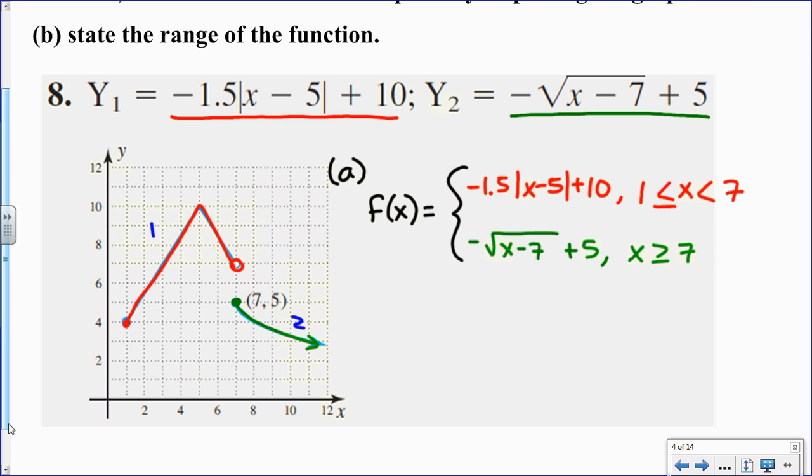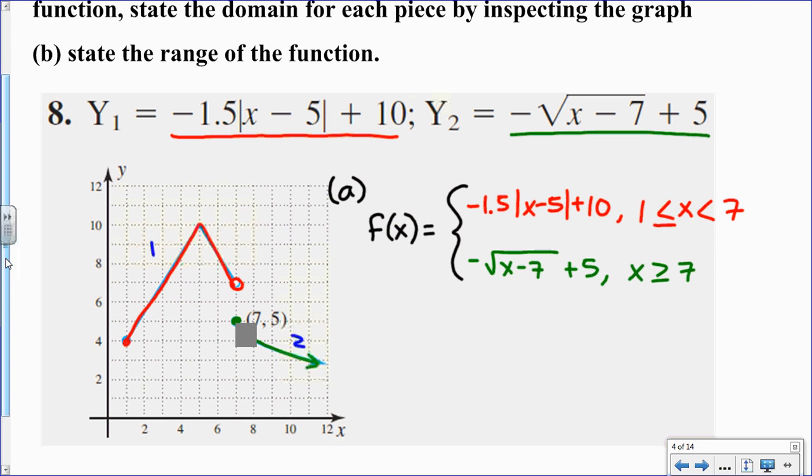Okay, then we have part B that says state the range of the function. So I'm stating the range of the entire function. I'm going to write it in interval notation. I'm doing the range of the whole function. So we're doing y. Do I have a minimum y value? No, because this arrow is going down. So negative infinity. Do I have a maximum y value?